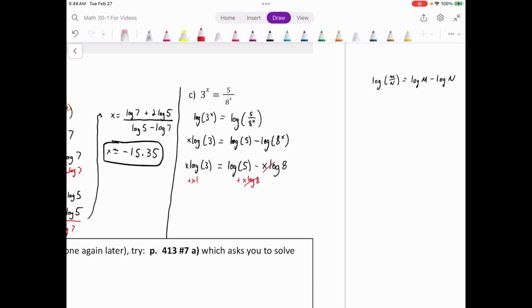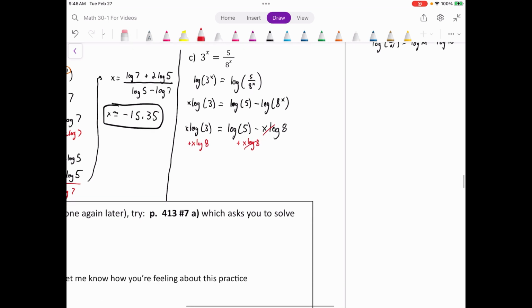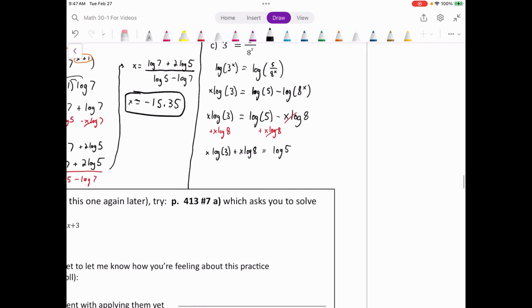Add x log 8. That's going to give me x log 3 plus x log 8 equals, on this side, all we've got left is log 5. And then a similar thing here, I've got x times this plus x times this. So x is a common factor to each, so I can pull it out, right?